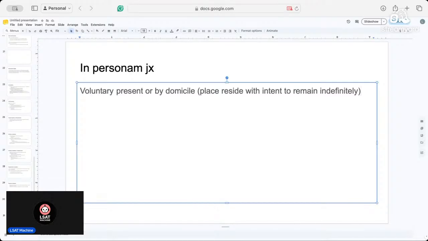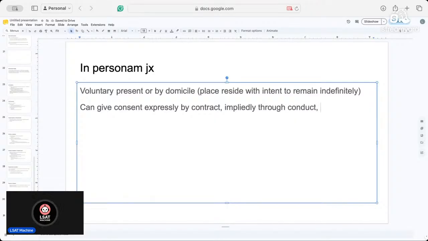You can give consent expressly, which just means explicit, expressly by contract, impliedly through conduct. So that's when you start engaging with the court as if they do have jurisdiction over you, without objecting to it. And then voluntarily by appearing. Got it. Okay.